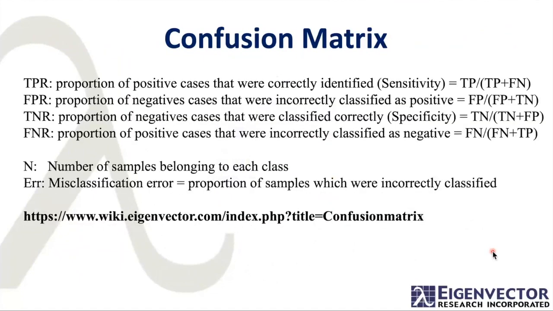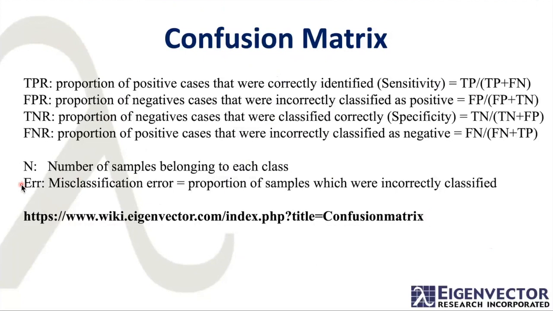Okay, and that's pretty much the same. In the confusion matrix, there is also a misclassification error, which seems like a nice summary method. It's the proportion of samples that were incorrectly classified, so class identified as belonging to a different class.